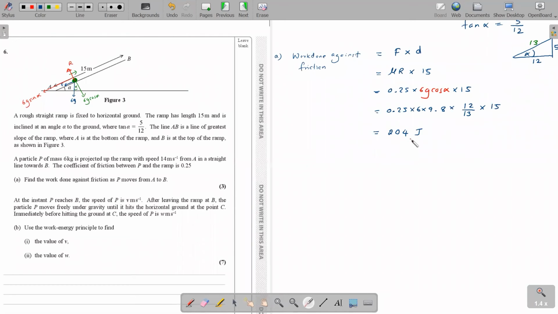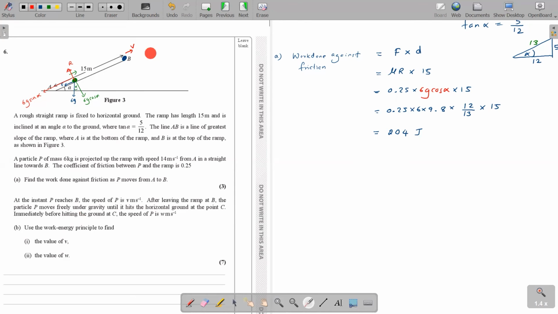Okay, then the next one: at the instant P reaches B, the speed of P is V. So you reach this point, the particle comes here with a certain speed V. Then they say after leaving the ramp at D, the particle P moves freely under gravity until it hits the horizontal ground at the point C.